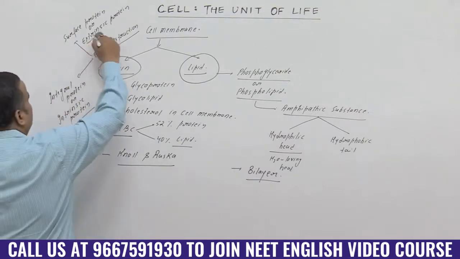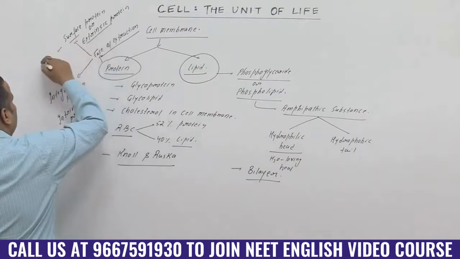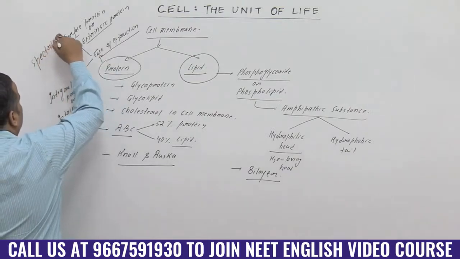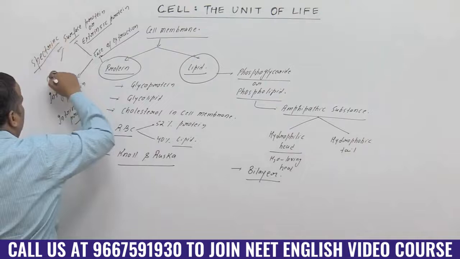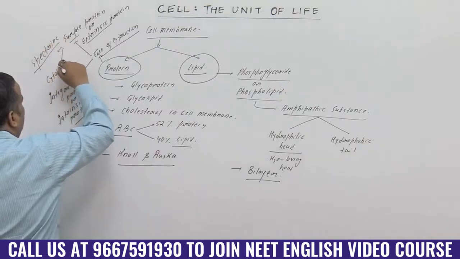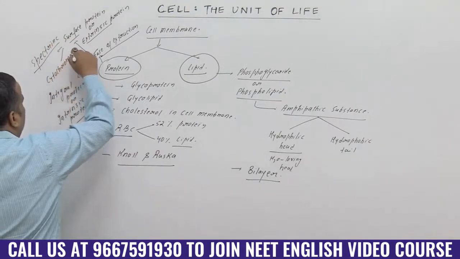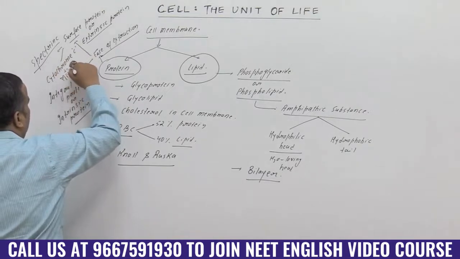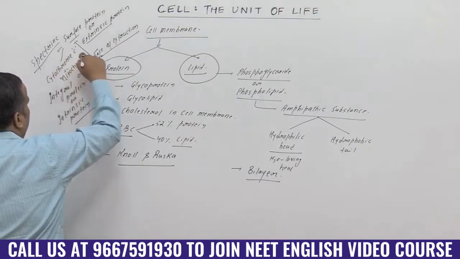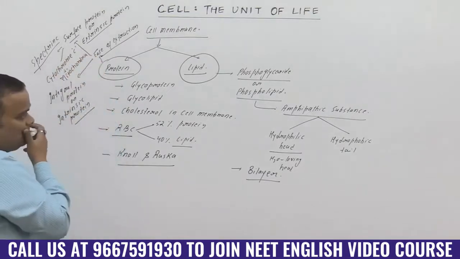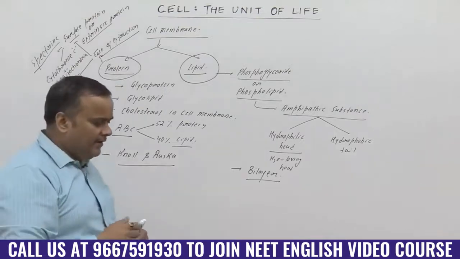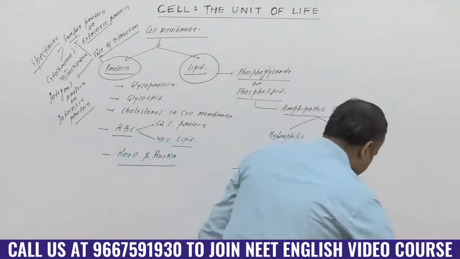Some examples of extrinsic protein or surface protein are spectrin and cytochrome C in mitochondria. Okay, so we have discussed basic aspects about the membrane. Now we will discuss the structure in detail.